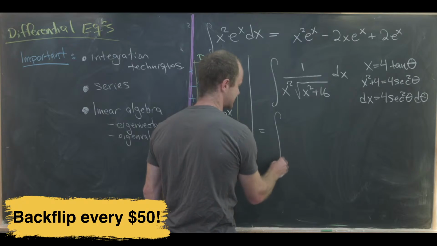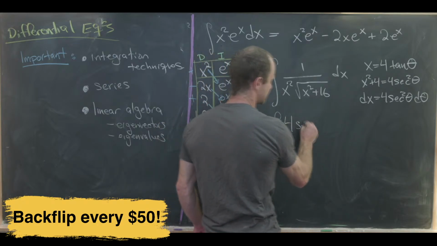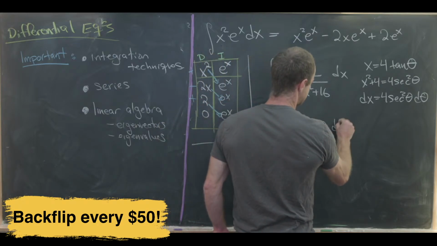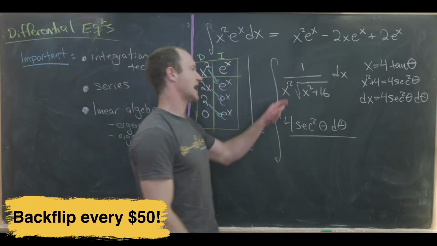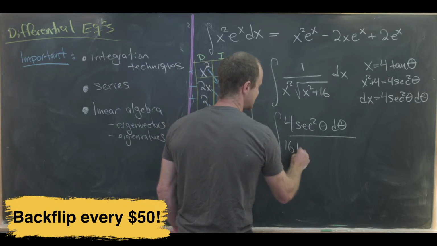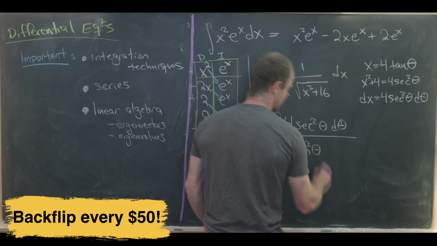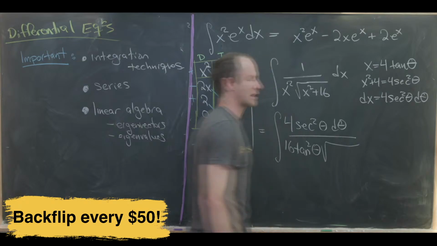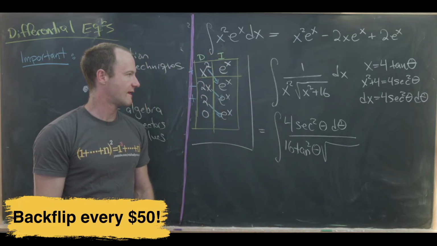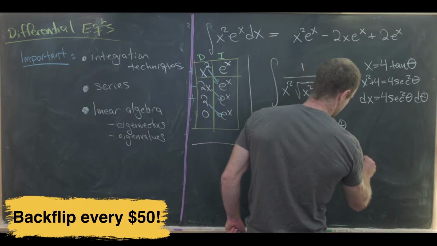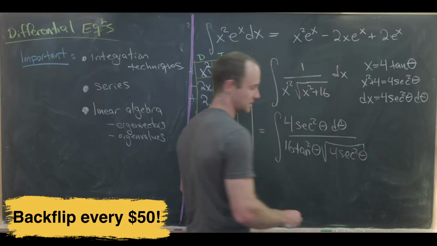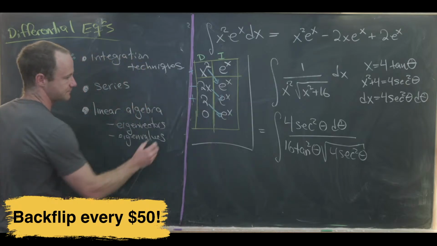So where does that leave us? We've got 4 secant squared theta d theta up top. That's from our dx. We've got x squared, which is 16 tangent squared theta. Then we have the square root of, let's see, 16 secant squared theta. So we have something like that going on.